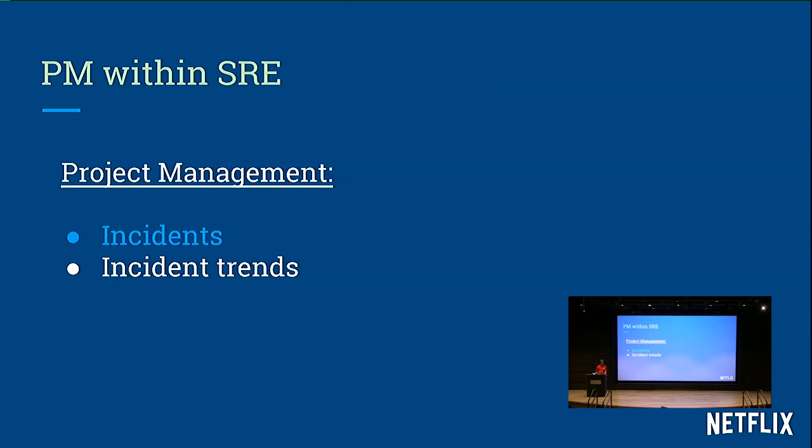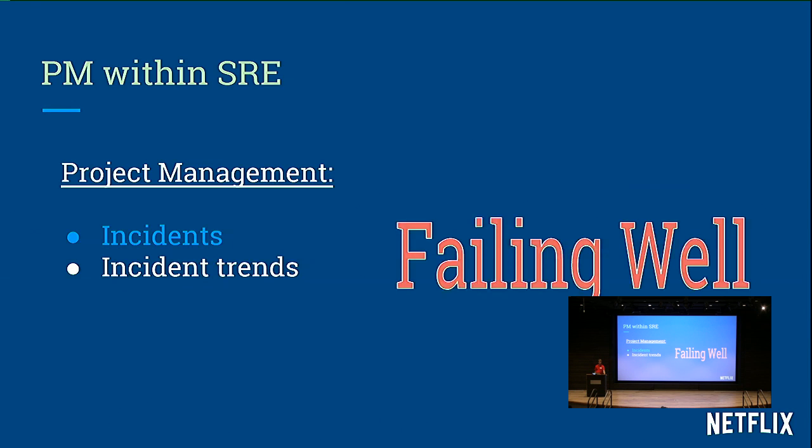So we put together a plan. We put together a project called Failing Well. This is a term that's been popularized by other people in the past, but we use this term to basically spread the word around when we fail, here's what we need to do to make sure that we do that as well as possible. So what are the expectations for you when you're on call? When you get paged, where do you go to join the conversation?